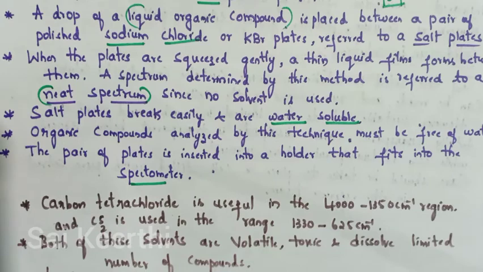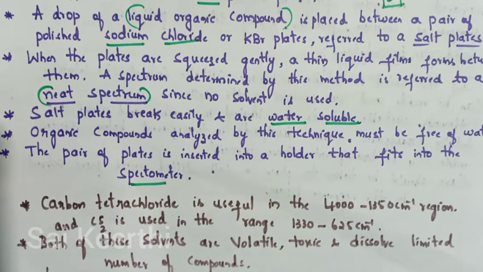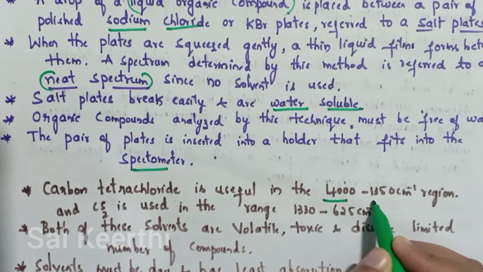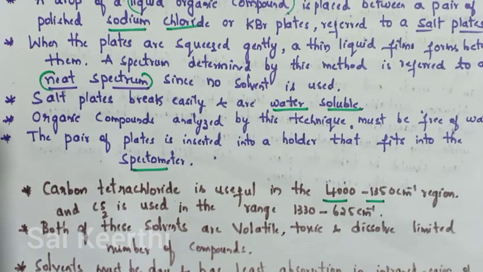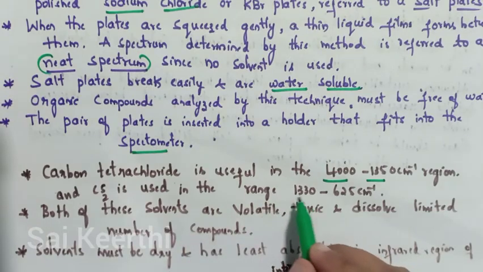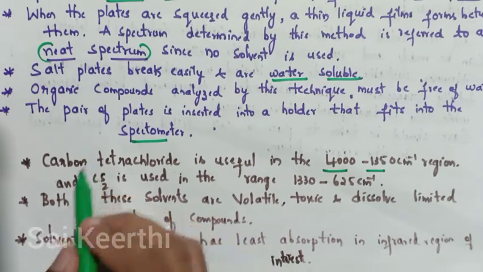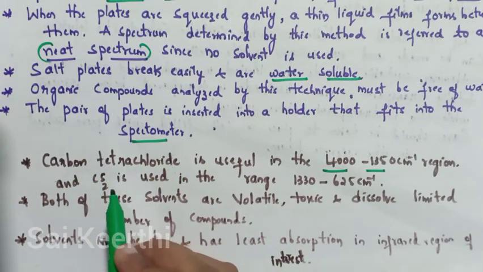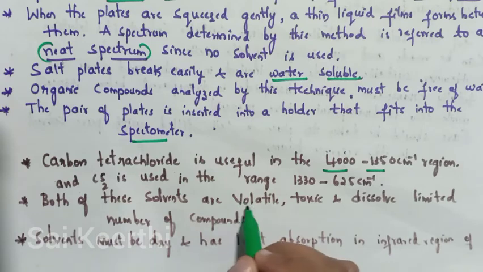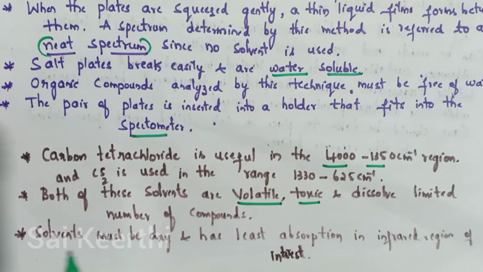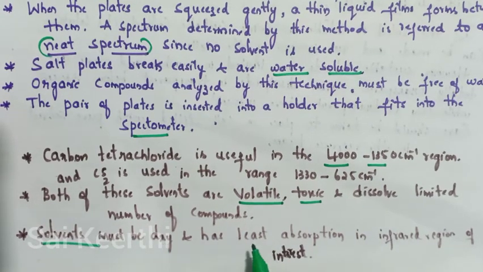And if at all solvents are used, then we use carbon tetrachloride, which is useful in the 4000 to 1350 centimeter inverse region, and CS2 is used in the range of 1330 to 625 centimeter inverse. Here carbon tetrachloride and CS2, both solvents are volatile and toxic and dissolve a limited number of compounds. And another important point is that solvents must be dry and have least absorption in the infrared region of interest.